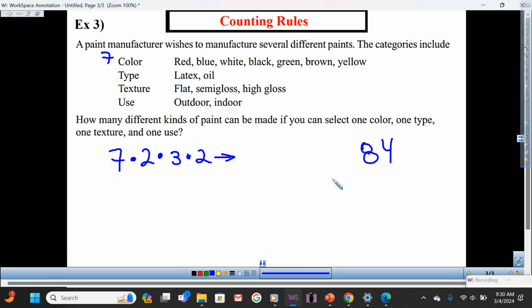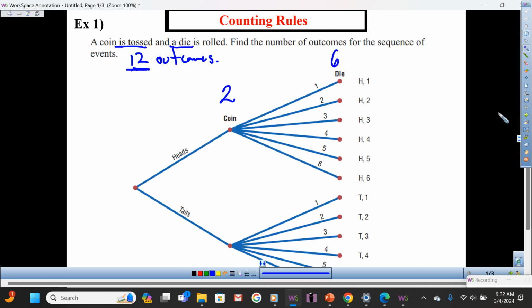Looks about right. That is correct. That's what we call the fundamental counting rule. We look at the options, and then what do we do? Okay, so let me go back to the previous ones. We started with a simple one, which was a coin and a die. And then they asked how many total outcomes? 12.